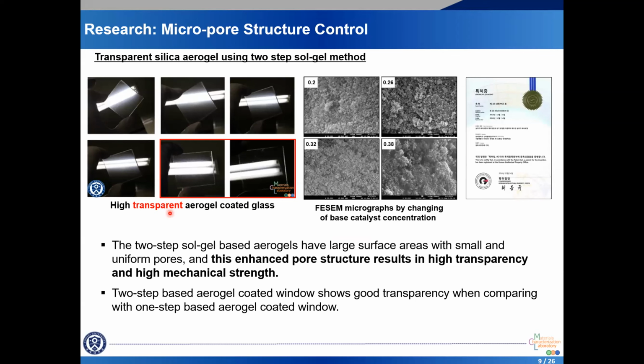If you look at the photo of the two-step based aerogel presented at the bottom, the upper side photo is about the one-step based aerogel. Then you can see how transparent this two-step based aerogel coating window is compared to the case of one-step based aerogel presented at the top.